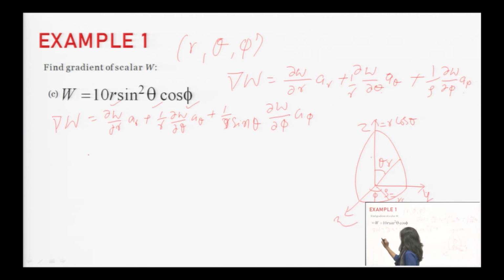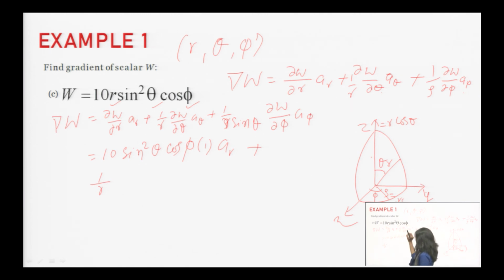Now to evaluate this, we need to differentiate this w term with respect to r. All other quantities will stay as they are, sin square theta cos phi. The differentiation of r will be 1, so it will be 1. Then we will write the unit vector ar plus 1 by r, which will come as it is.